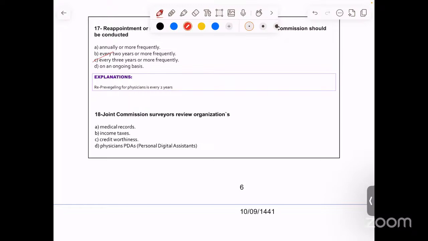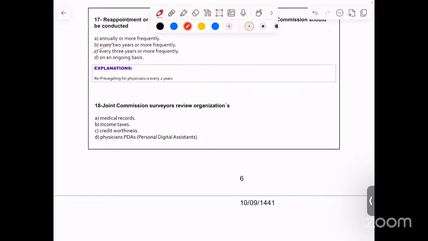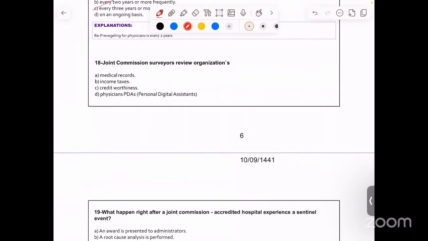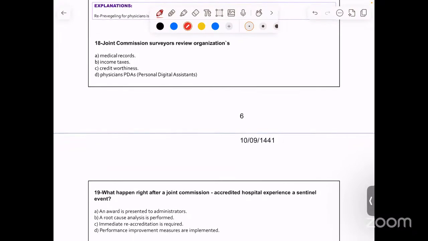Okay, so for managed care organizations like insurance companies, the review period is always 3 years. Number 18, Joint Commission surveyors review organizations' A, medical records, B, income taxes, C, credit worthiness, D, physician's PDA. A, medical records. Very good. So we always look at the medical records. Other agencies like the tax authorities do not play a role in healthcare accreditation.